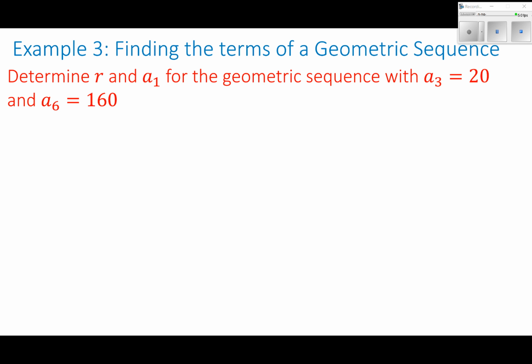Let's do another example. Determine r and the first term if we're given that the third term is 20 and the sixth term is 160.